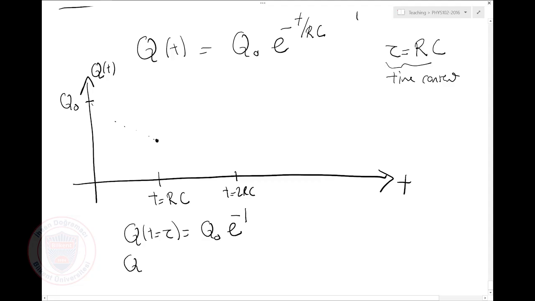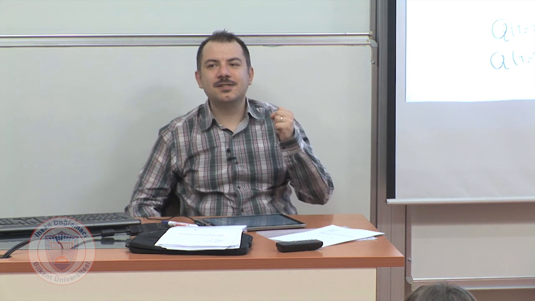If I wait for 2 RC, Q of t equals 2 tau will be q0 e to minus 2. So it's almost going to be 1/9 of its original value. So this will be a pretty steep decline. The exponential function declines very fast. But most students, when they are faced with this exponential decrease for the first time, they say, hey, it keeps decreasing, but it's really never 0. So a capacitor never discharges.